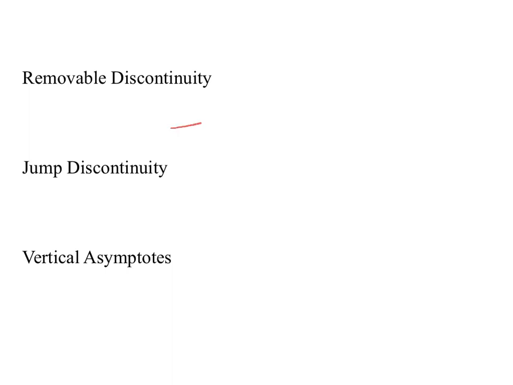The first one is stuff like this, where you have a hole in a graph, a little pinhole. All right, and as you approach from this side and you approach from this side, you do approach that dot, but it's an empty dot. There is no value there.